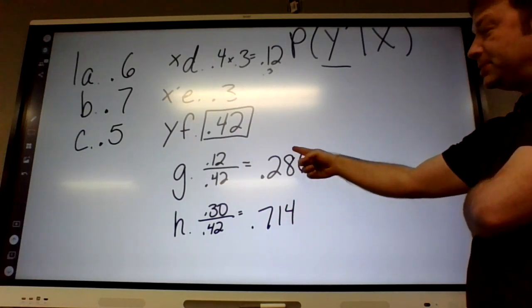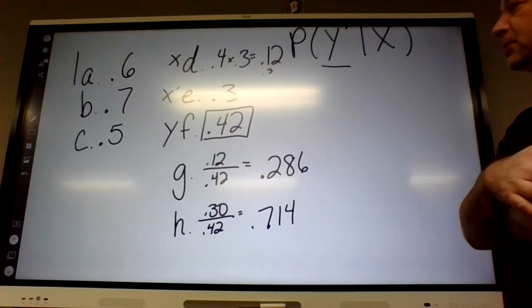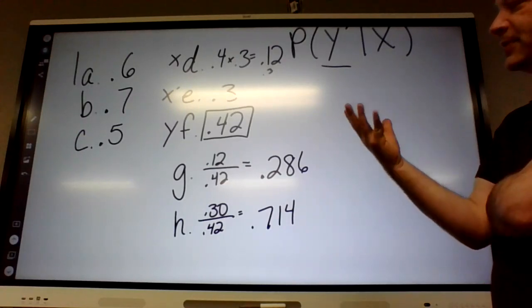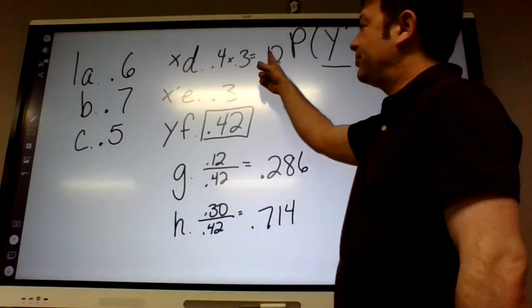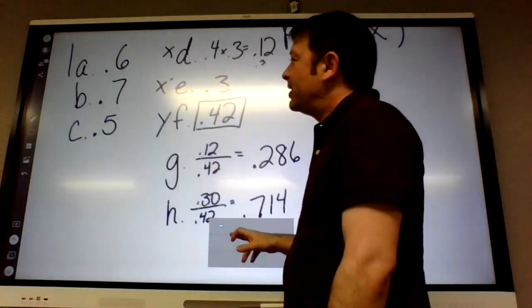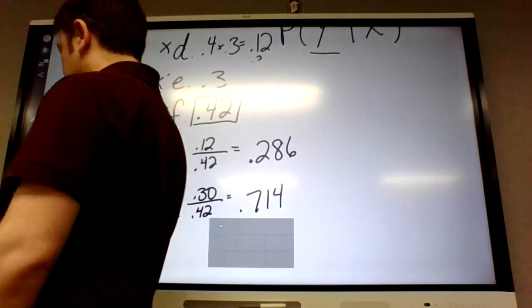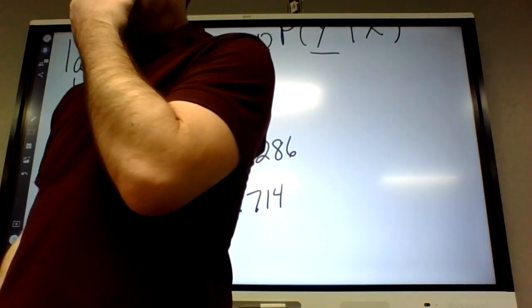Notice there's a relationship between these two. You guys, they add up to 1. Because given that the Y was the outcome, it had to go through X or X prime, so these have to add up to 1.